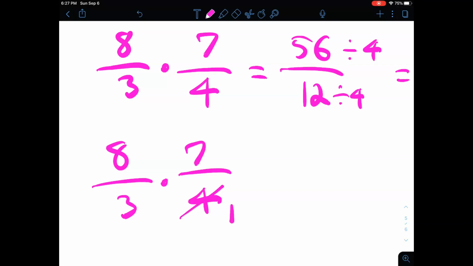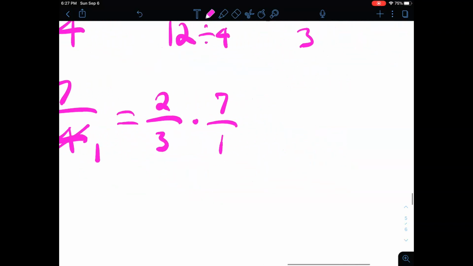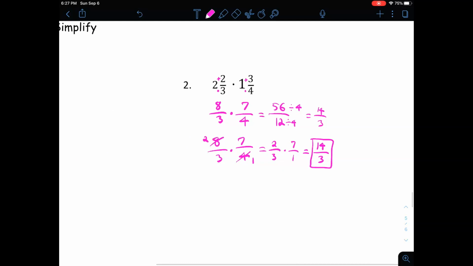4 goes into 4 how many times? Once. 4 goes into 8 how many times? Twice. So we have 2/3 times 7 over 1. See, that's much nicer to work with, don't you say? That's a lot easier to multiply and to reduce. What's 2 times 7 going to be? 14. And what's 3 times 1? So by reducing beforehand with the smaller numbers, it makes it easier to get the big numbers out of the way. You know what I mean?